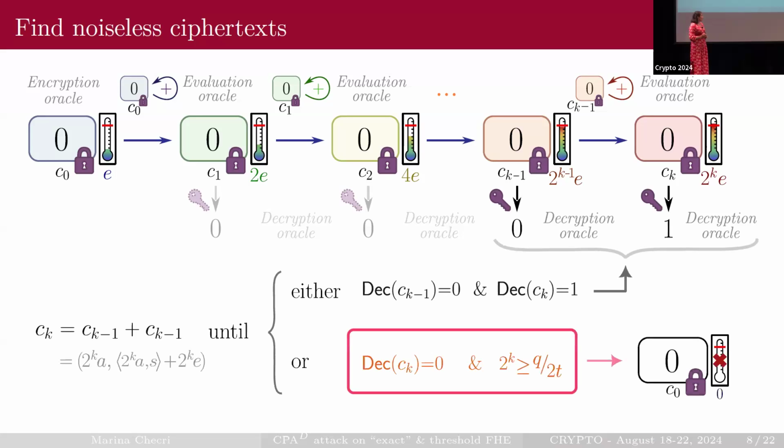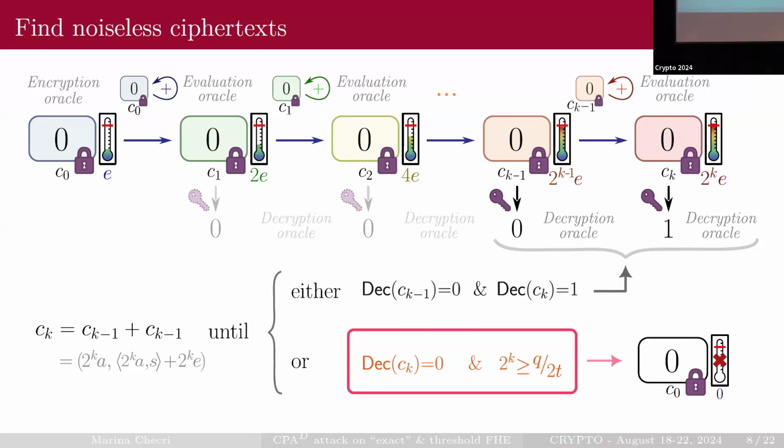The trick is that when 2 to the power of k is greater or equal to q over 2t, where q and t are the ciphertext and plaintext moduli, then that encryption of 0 erroneously decrypts to 1, unless, of course, the noise was equal to 0 from the beginning. So Eve has a way to identify noiseless ciphertext. And the key question is whether noiseless ciphertexts occur frequently enough to mount a practical attack. And the answer is, unfortunately, yes.